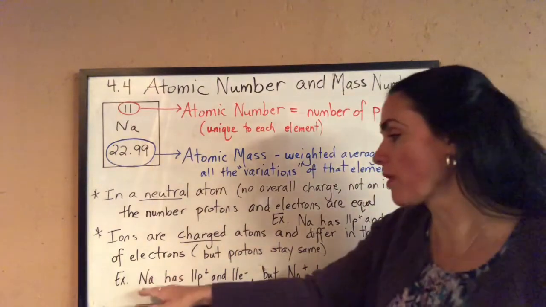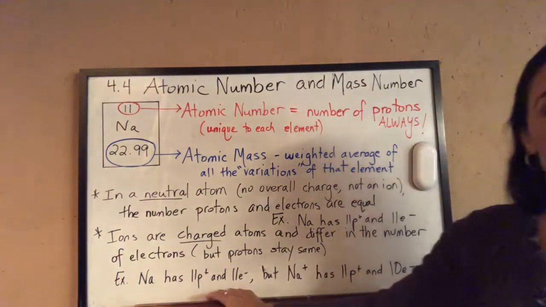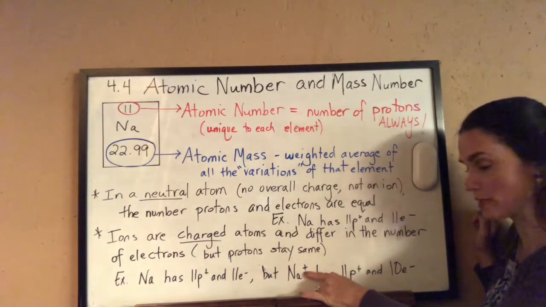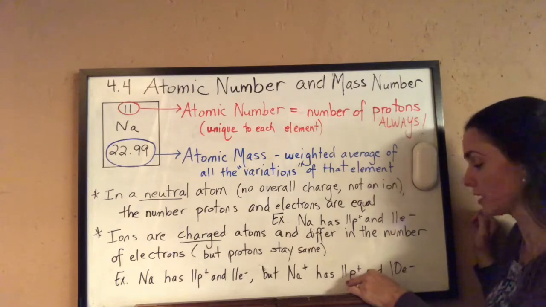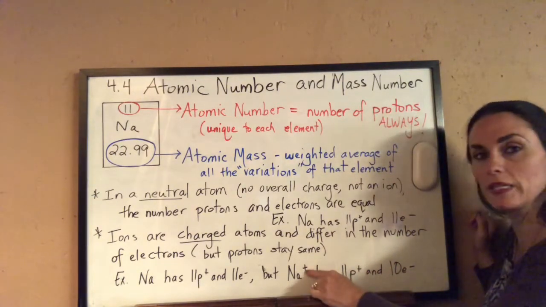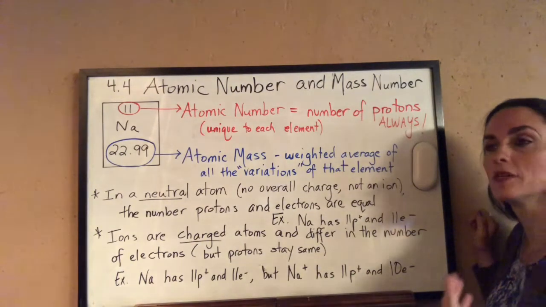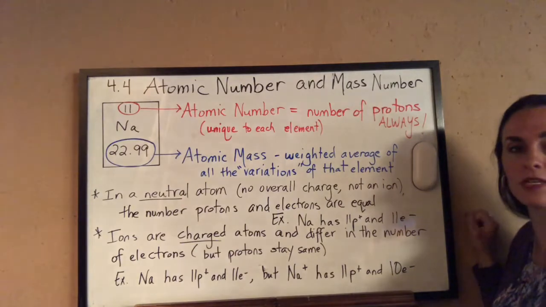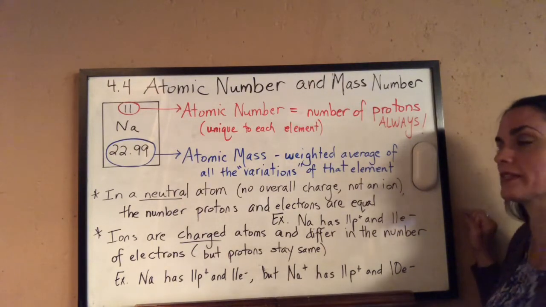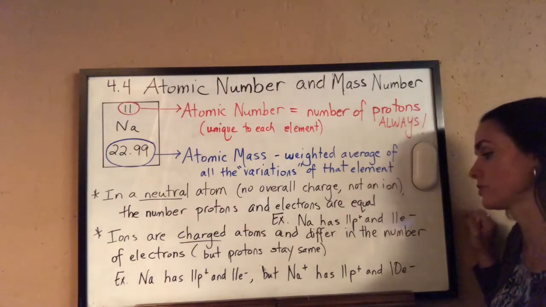So for example, neutral sodium has 11 protons and 11 electrons. But the sodium ion with an overall +1 charge still has the 11 protons, but now it has 10 electrons. That plus meaning that it lost 1 electron and has an overall net positive charge. Remember, electrons are negative subatomic particles. So if you lose something that has a negative charge, it gives the overall atom a positive charge.